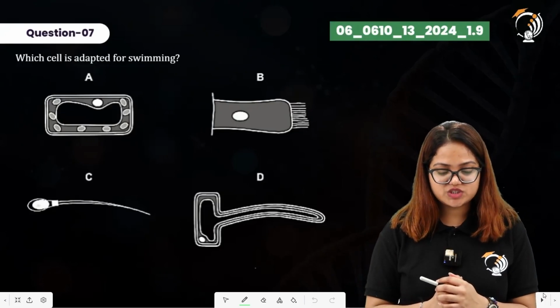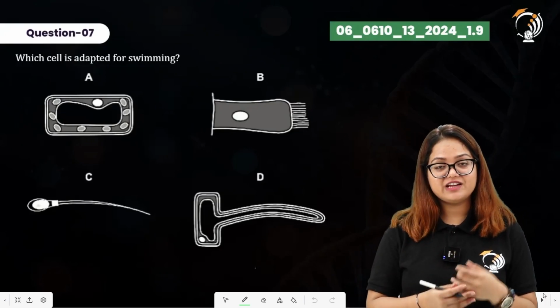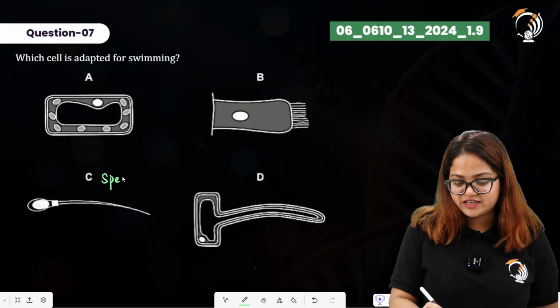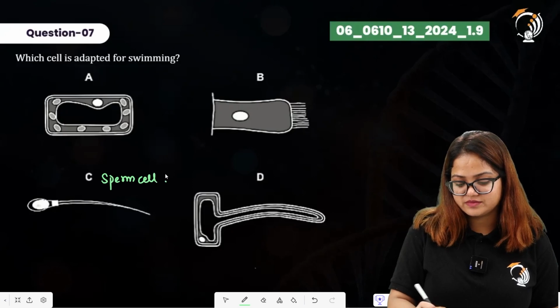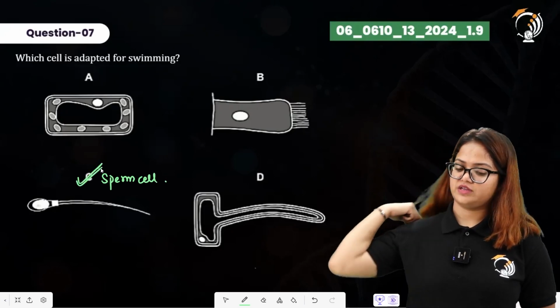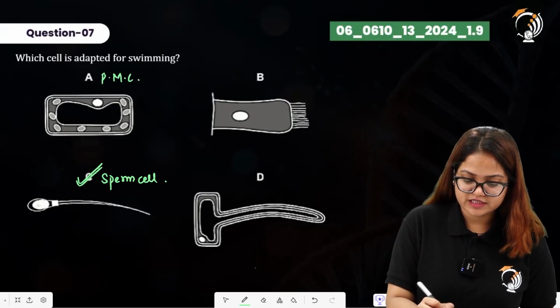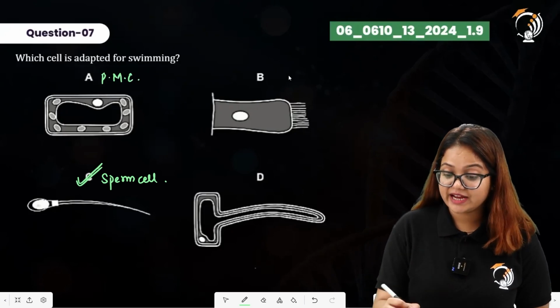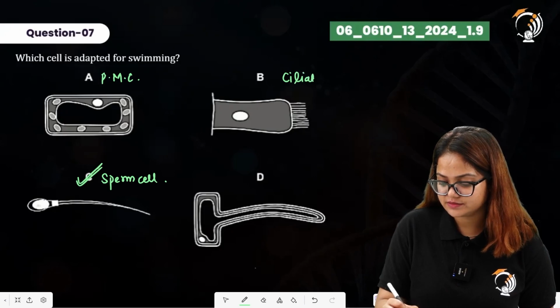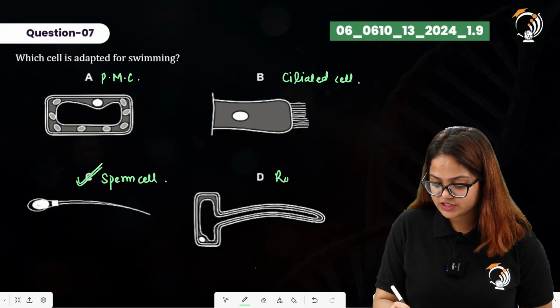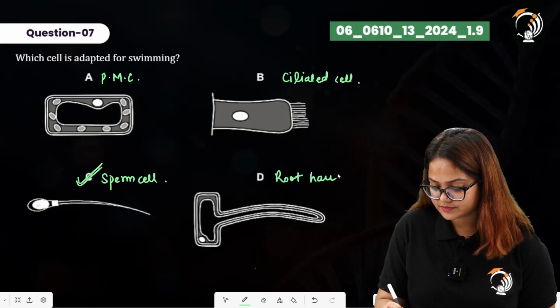Question number 7 says which cell is adapted for swimming? And for swimming we have just discussed about the sperm cell. So C here represents a sperm cell. This is the right option here. Though A here represents palisade mesophyll cell, then we have B that represents ciliated cell. Alright, we have D that represents root hair cell.